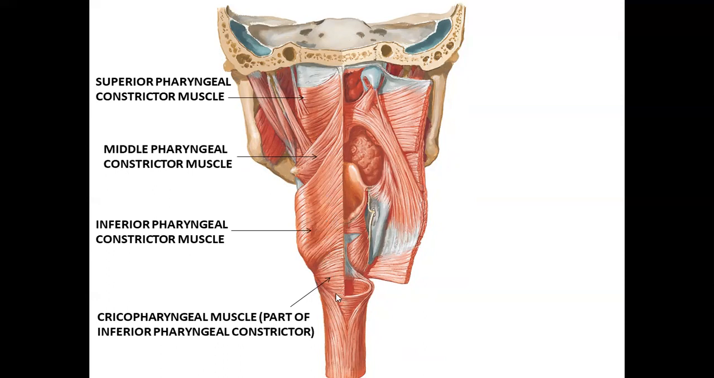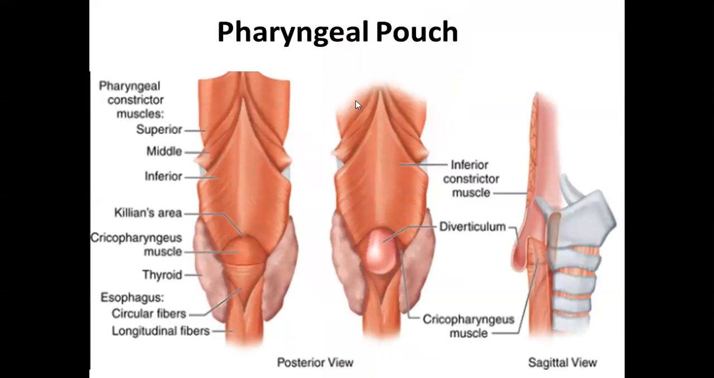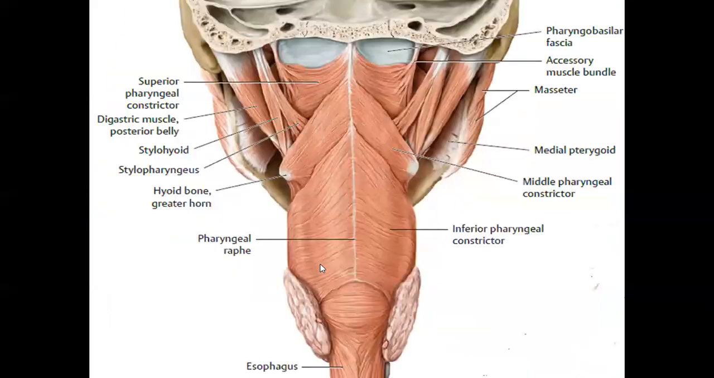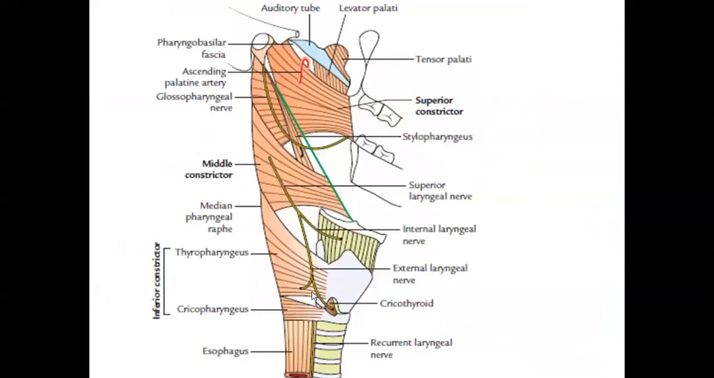Okay? Now we have a condition that is known as the pharyngeal pouch or Zenker's diverticulum. Okay, Zenker's diverticulum. This is an important question. What do you mean by this? So, as you've seen here in this diagram, we see that there is a potential gap between the thyropharyngeus and the cricopharyngeus muscle. There is this potential gap.